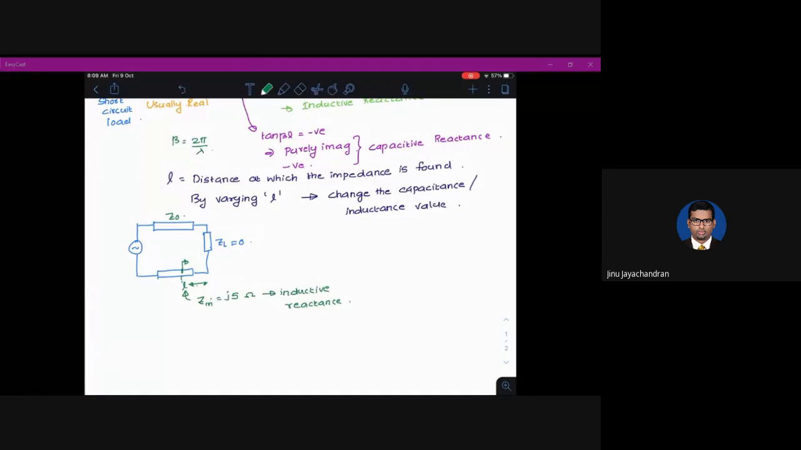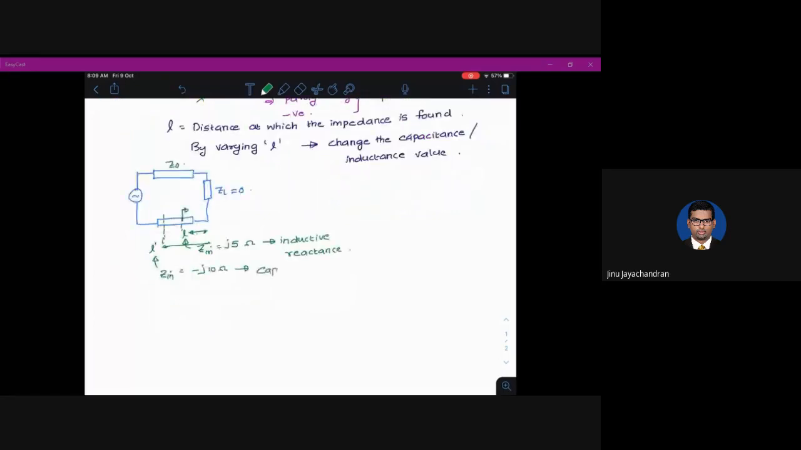Now you change the position somewhere here, which is like l' from the load. Now here you might have Zin equal to minus j10 ohm, which is a capacitive reactance.